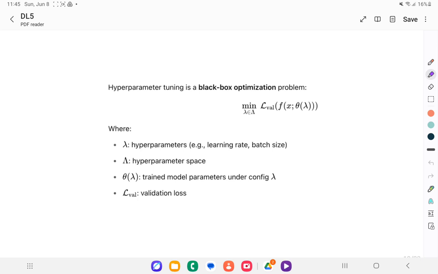So each guess is expensive. This is known as black box optimization. We don't know the gradient and we can't compute the loss without full model training. That's why random search often beats grid search. It covers more of the space with fewer trials.